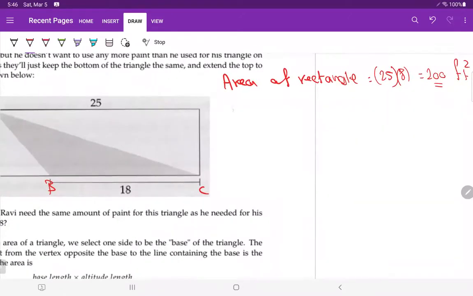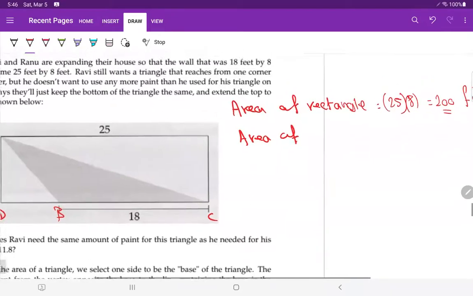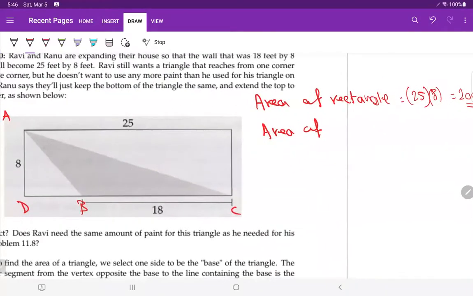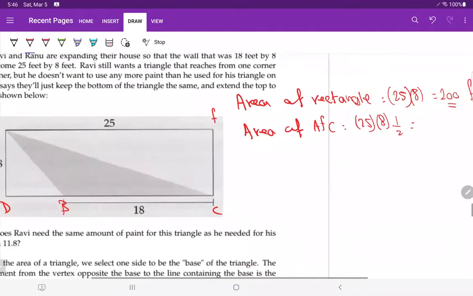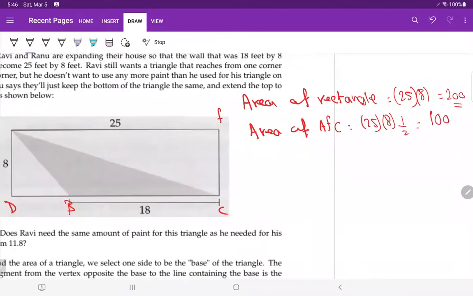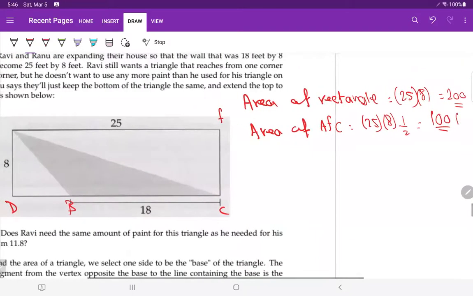The area of, let's say this is F, AFC is equal to 25 times 8 times half, which is 100 square feet.